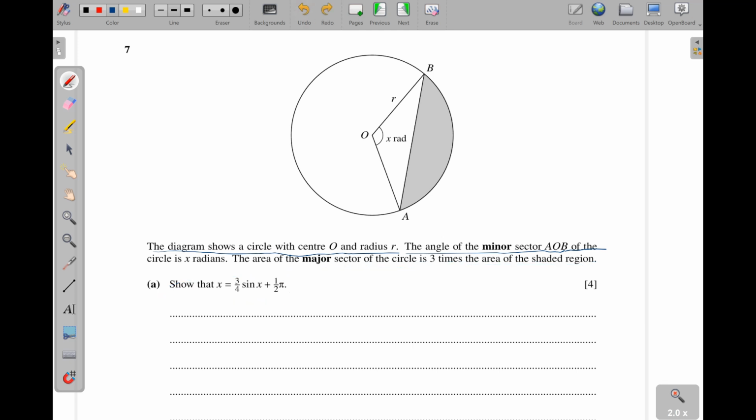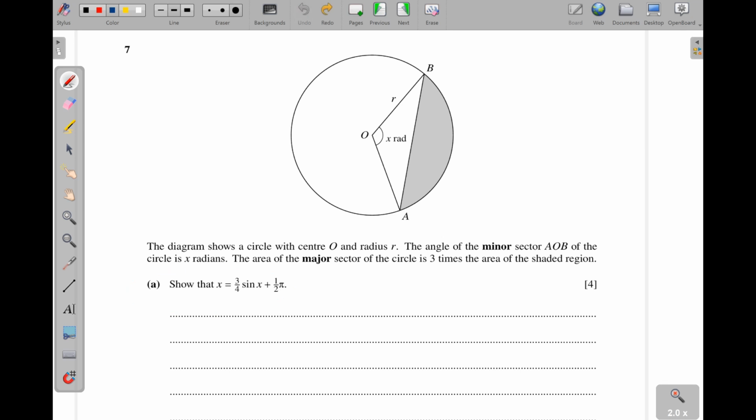Now you can see that here x is expressed again in terms of x. So that means to solve this equation, we cannot solve it using the usual algebraic methods, but we can solve it using numerical methods. So expect the next part to be about numerical methods.